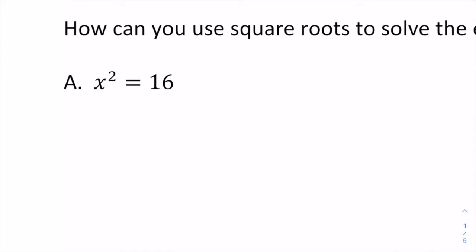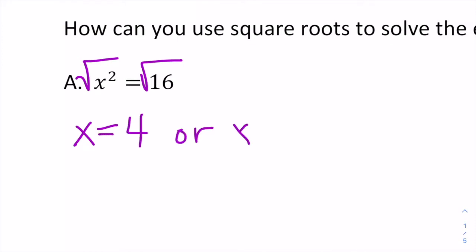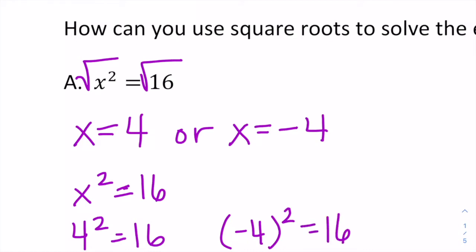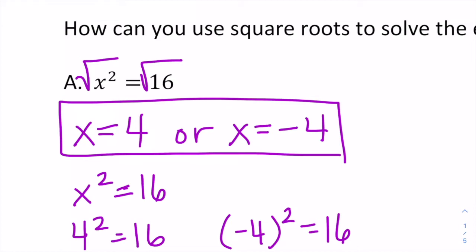So if we had to take the square root of both sides, we know there are going to be two values of x. X can either equal 4 or x can equal -4. Because if we plug them back in to x squared equals 16, well, we know 4 squared equals 16, and we know that -4 squared also equals 16. So when we take the square root, we get two real numbers.